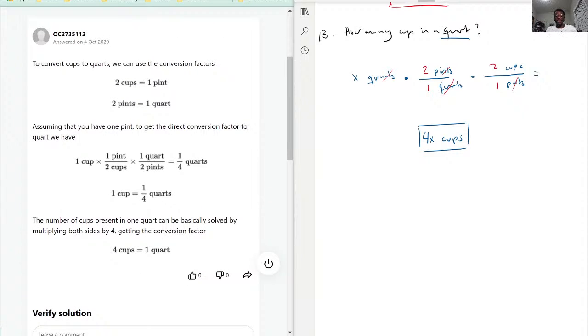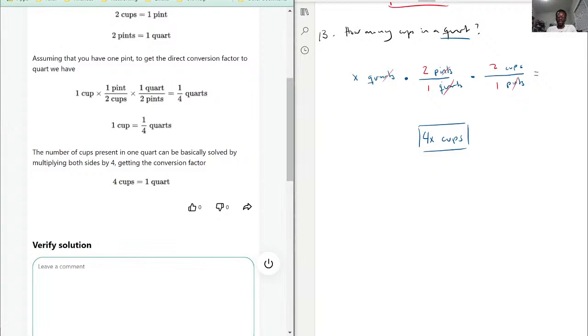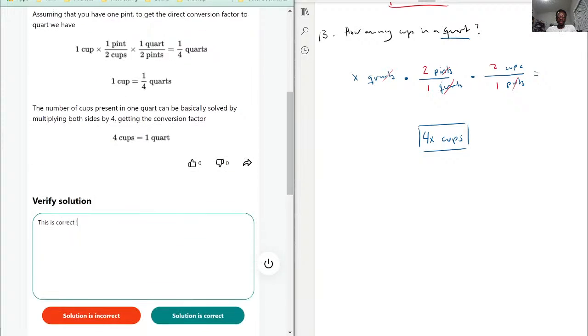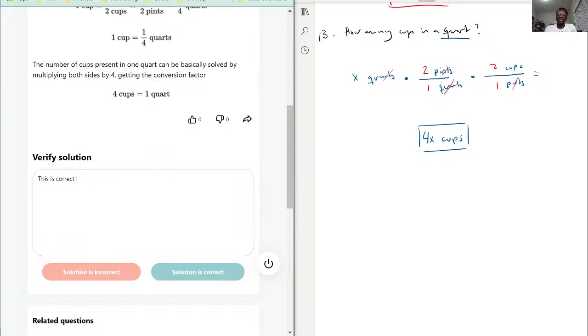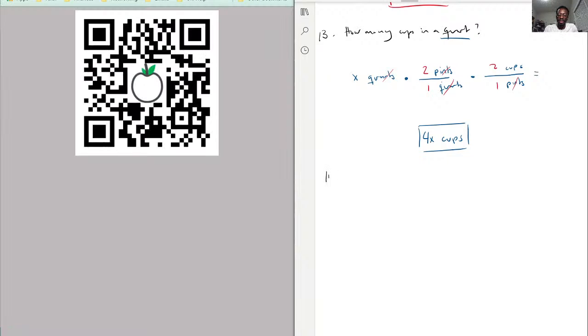So for this one, they just did it the other way around, but they still have the same conversion, where there are 4 cups for every quart. So whatever value of x quarts, you would have 4 times the amount in cups. So this is correct. Let's move on now to question number 14.